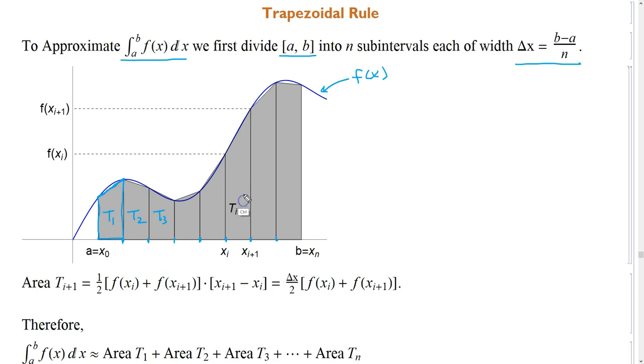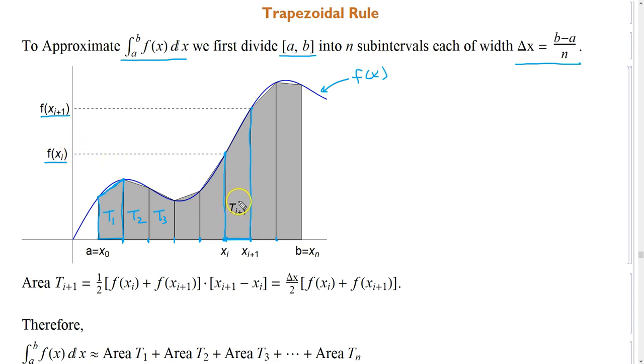Well, the area of a trapezoid is calculated like this. It's going to be the width times your average height. So we're going to take the average of these two distances. Now notice that the distance from here to here is going to be f of xi. That's just this height. Similarly, the height of the right side is going to be f of xi plus 1.